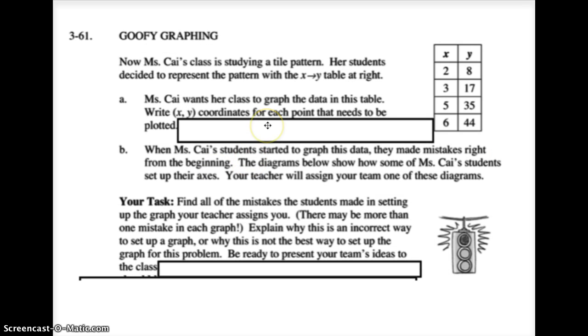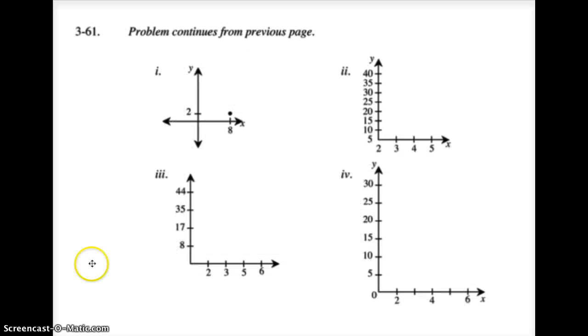61 talks about another goofy graph. Mrs. C's class is studying the tile pattern. Her students decide to represent the pattern with an XY table at right. Now notice that in the XY table, the X coordinates might be missing a few pieces. And Miss C wants her class to graph the data on this table, and each of the points needs to be plotted. Okay? So here's what Mrs. C's graphs look like when she looked at what the class started to make.